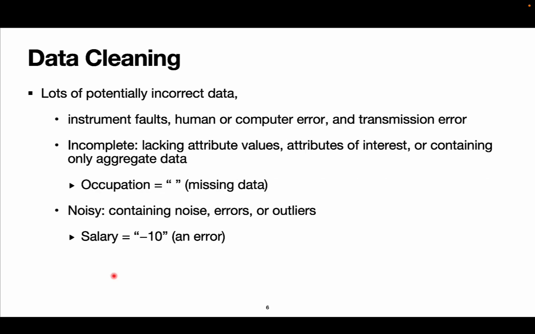There are a lot of problems that go under the data quality umbrella. Some of the issues may lead to incorrect data, such as instrument faults and human errors. Also, incomplete data could be a result of an issue inside the data collection pipeline, like a missing entry or a recording error. For instance, the salary should not be a negative value.